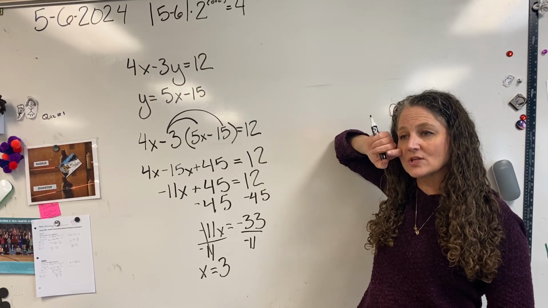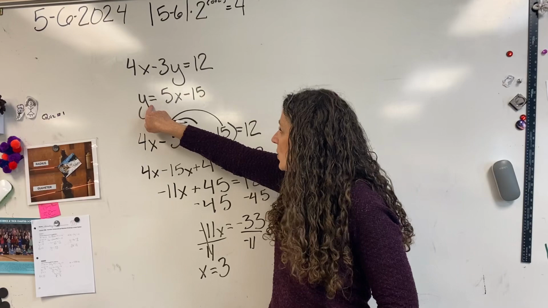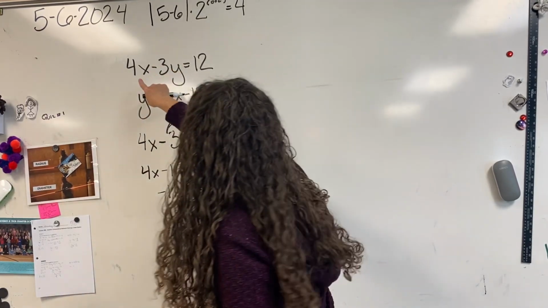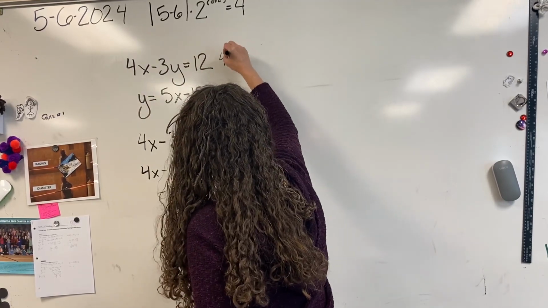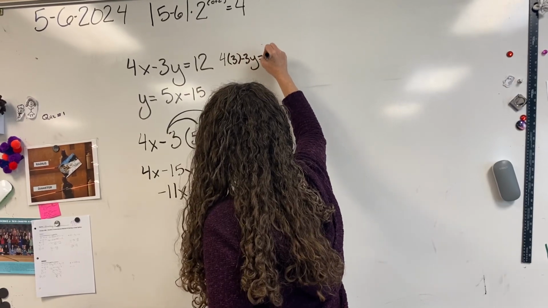The bottom one looks a heck of a lot easier than the top one. If you choose the one that's y equals, it's going to be less work. Let me show you. We have 4x, so x is 3. So 4 times 3 minus 3y equals 12.